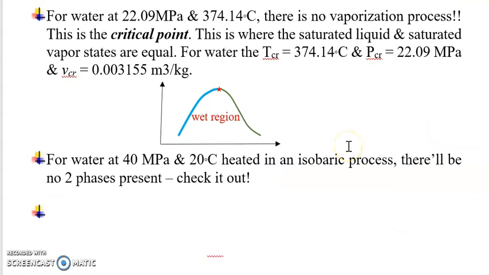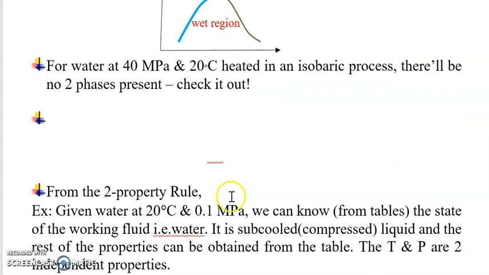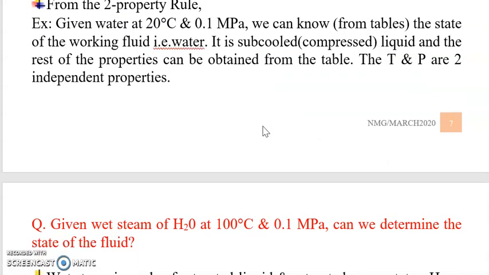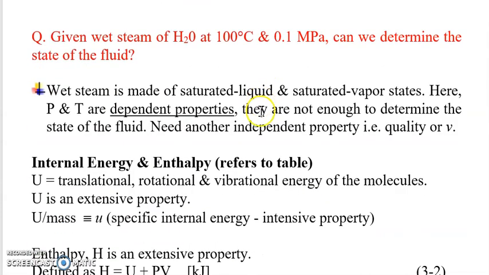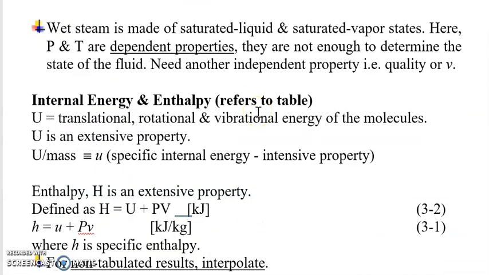So you can check that for water at 40 megapascal and 20 degrees C, heated in an isobaric process, there will be no two phases present, just a single phase. You can check it out. The process line I have explained this morning, and I've given you some examples also this morning.